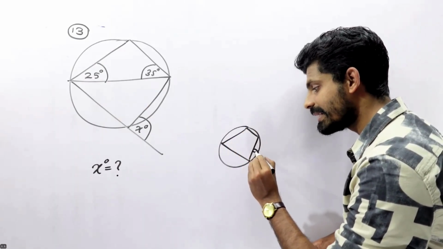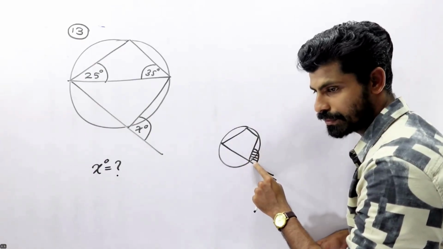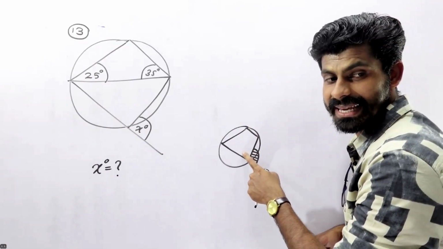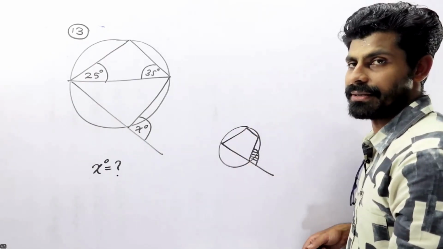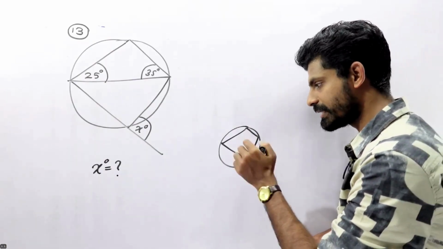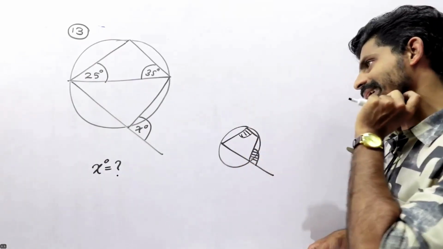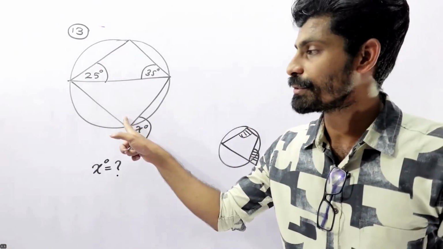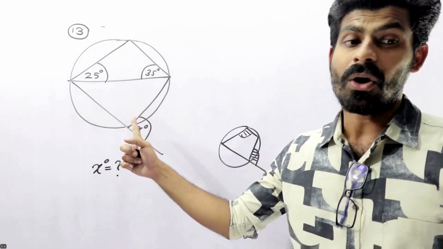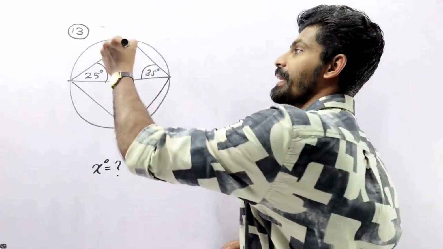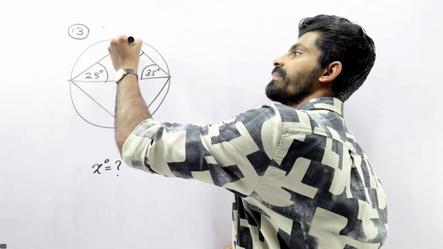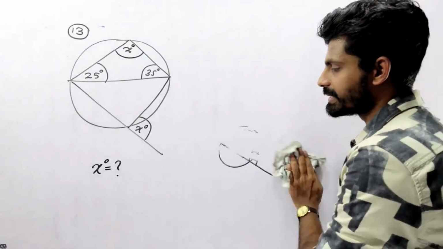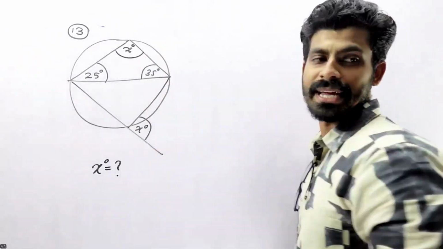In a cyclic quadrilateral, exterior angle equals to interior opposite angle. So opposite angle means this one equals to x. Interior opposite angle.